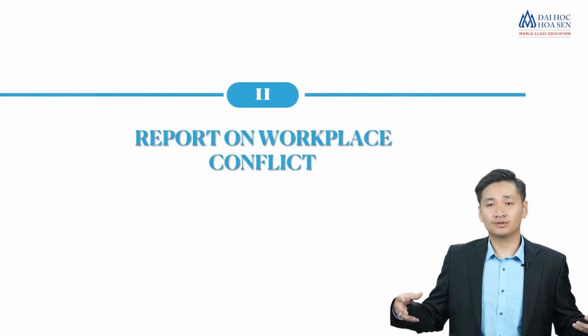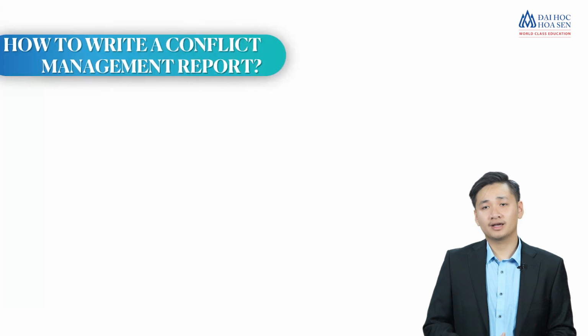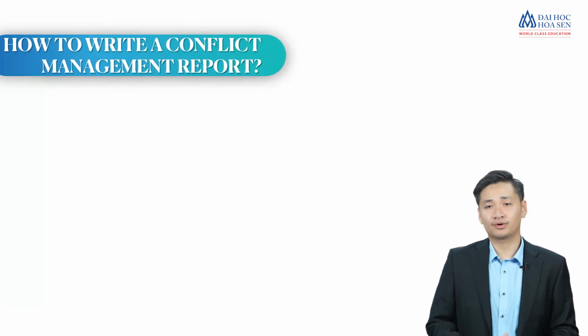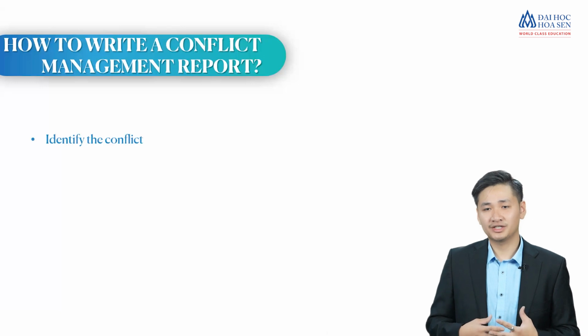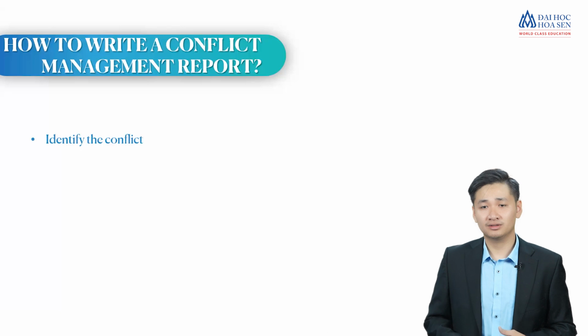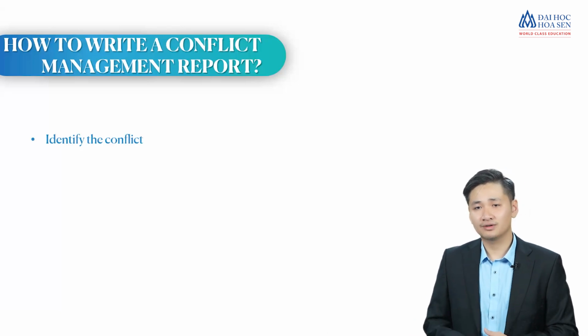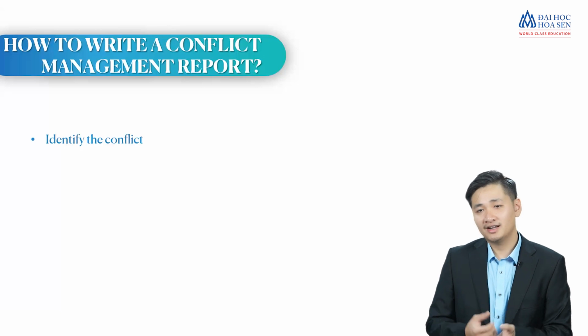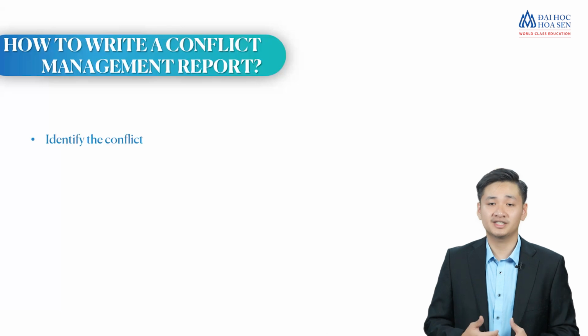And for the second part, we will cover reporting on workplace conflict. So how do you write a conflict management report? First, identify the conflict. The first step in writing a report or presentation is to identify the conflict situation that you are addressing. You need to provide some background information, like the parties involved, the nature and history of the conflict, the main issues and interests, and the impact of the conflict on stakeholders or on your business organization.